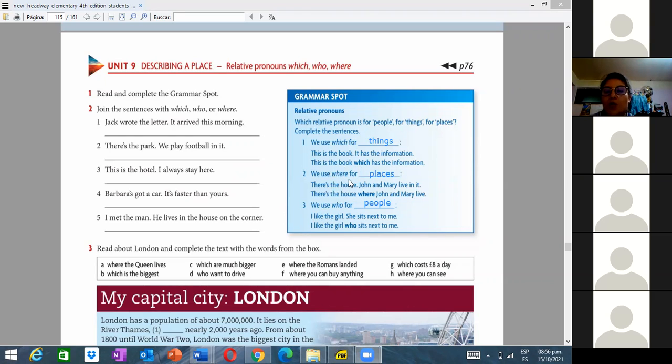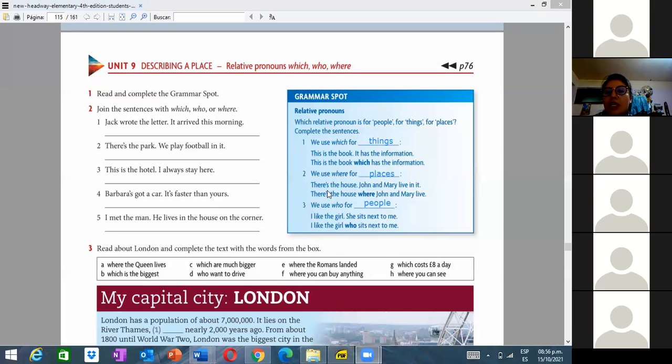We use where for places. Usamos este relative pronoun where para los lugares. De la misma forma, la misma función. Nos ayuda a unir oraciones, ¿no? Para que no sean separados ni nada. Y hablamos de lo mismo.